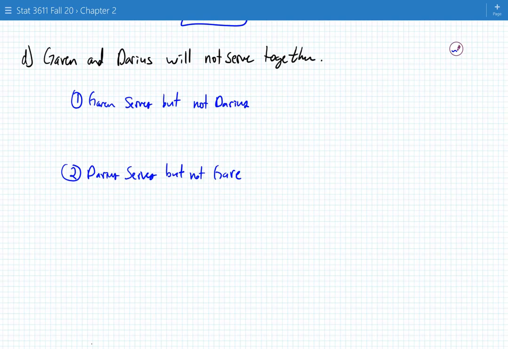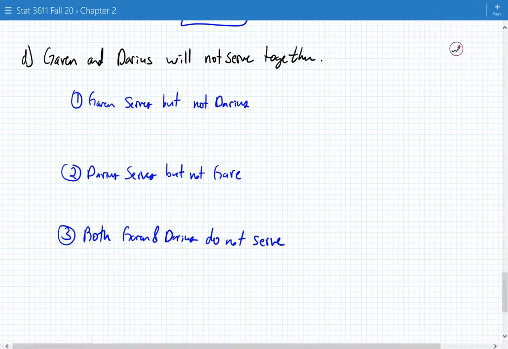They will not serve together. So you cannot have Garen and Darius as president and treasurer, but there's nothing that says they can just both not be elected president or treasurer. So there's a third disjoint case where both Garen and Darius do not serve. All right, and that would be our three cases. Let's go ahead and count these out.